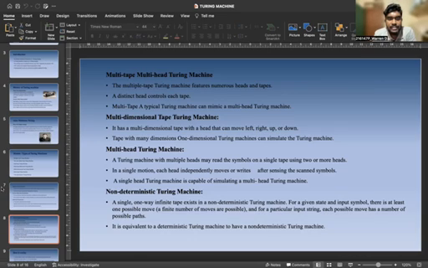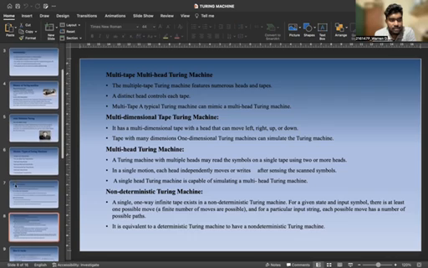And the final one is the non-deterministic Turing machine, which means a one-way infinite tape exists in a non-deterministic Turing machine. For a given input symbol, there's at least one possible move. A finite number of moves are possible, and for a particular input string, each possible move has a number of possible paths. And also, it's equivalent to a deterministic Turing machine. Thank you, and over to Riaza.